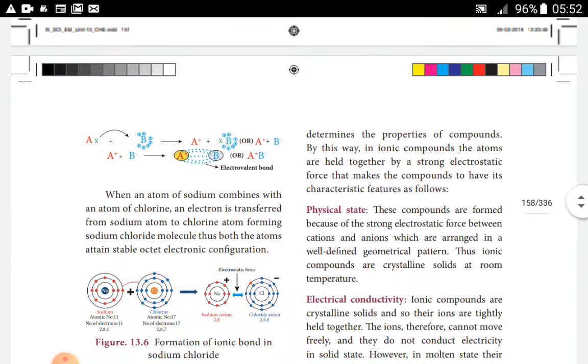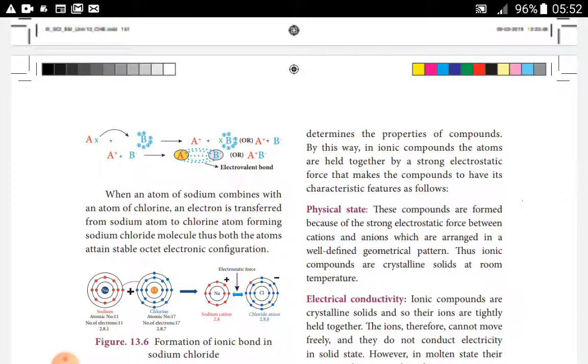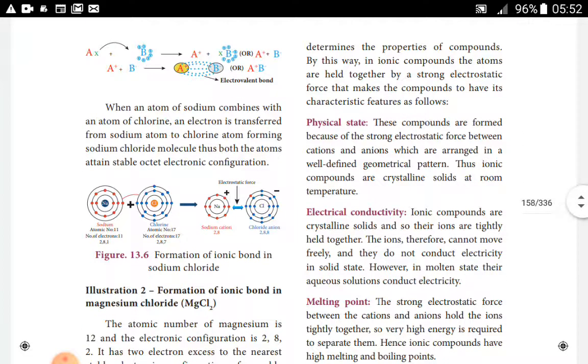So here, what happens? See the picture, figure 13.6. See sodium atom 2, 8, 1. That is 2 in the K shell, then 8 in the L, then M shell 1. And chlorine 2, 8, 7: K shell 2 electrons, L shell 8 electrons, M shell 7 electrons. Then during this chemical bonding, the sodium atom, which has 1 electron more than the octet structure, is going to be donated, transferred to the chlorine atom.